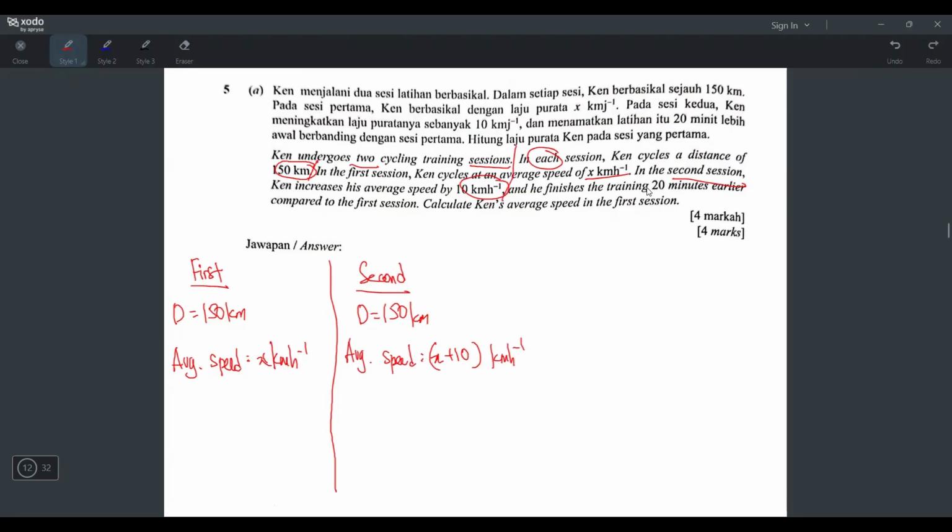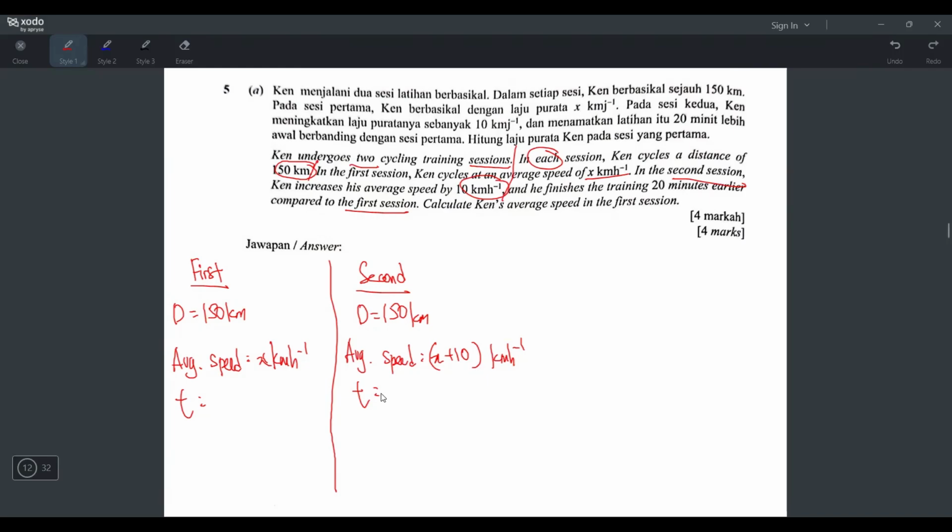And then he finished the training 20 minutes earlier compared to the first session. So it means for the second session, the time taken is 20 minutes faster than the first session. And it makes sense. Why faster? Because the speed is faster. Imagine if you ride the bicycle faster, but the distance is the same for both, you will finish the session faster. So for the time here, it says the second session is 20 minutes earlier than the first session. So what do you have to write here?